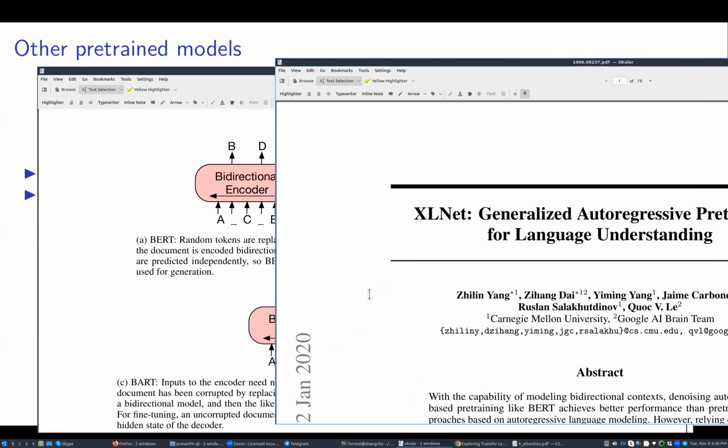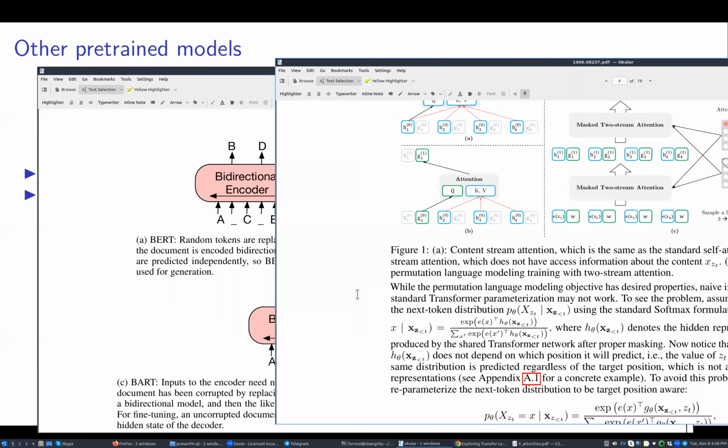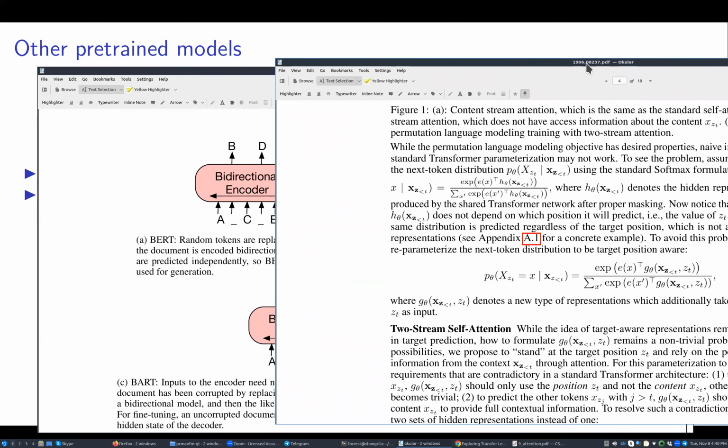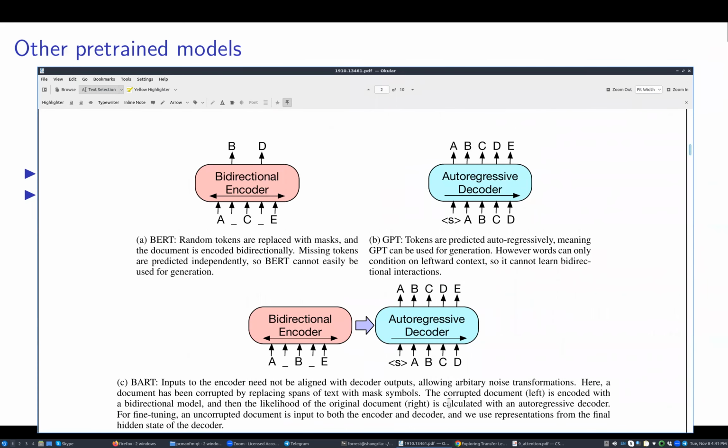Next, take a look at XLNet. We can ignore XLNet. I want to talk about T5 for now. Where's my T5? So the next model I want to talk about is T5. T5 is also made by Google.